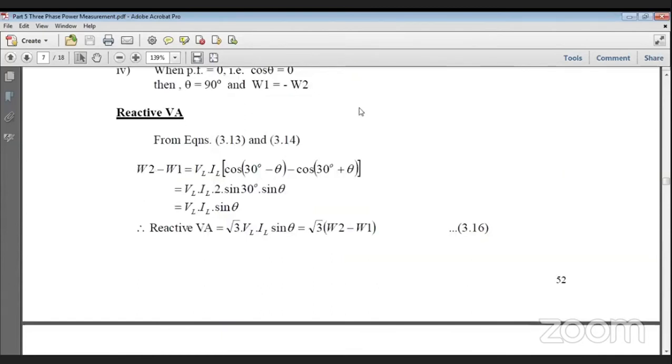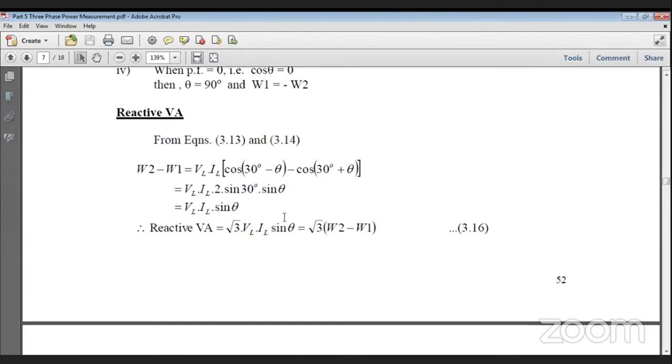And mathematically, if I put the two equations, I find that it is VLIL sine theta, which means that the reactive power of a balanced load, which is root 3 VLIL sine theta, is nothing but root 3 times (W2 minus W1). That means if one wattmeter reads 100, the other reads 20, it is simply 100 minus 20 multiplied by root 3. With a calculator, just a matter of seconds, you will know the reactive power. So if you get the two readings, simply make the addition, you get the active power. Just make a small calculation as shown in this equation, you get the reactive power.